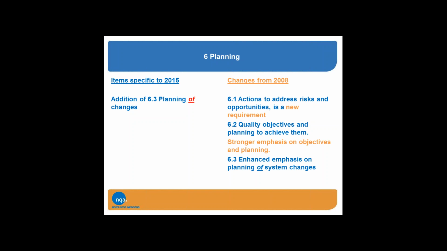And as I've already mentioned, we have this additional requirement, 6.3, which brings us an enhanced emphasis on planning of system changes. Again, I don't think 2008 really places much or any emphasis on the planning of system changes. So this is really emphasizing that the management system is a very important part of the overall business and the overall business processes, and anything that changes within that business, including the management system, needs to be carefully managed, carefully controlled.